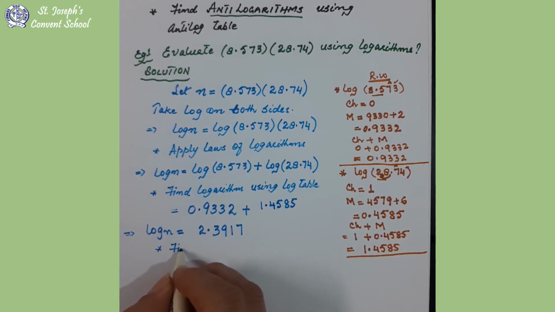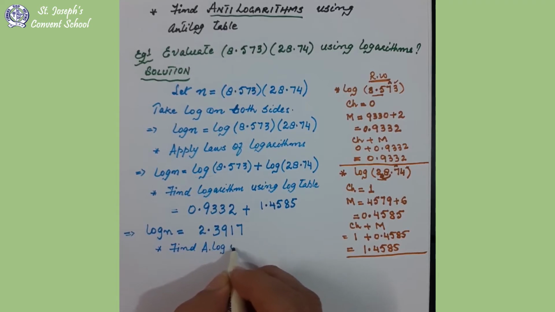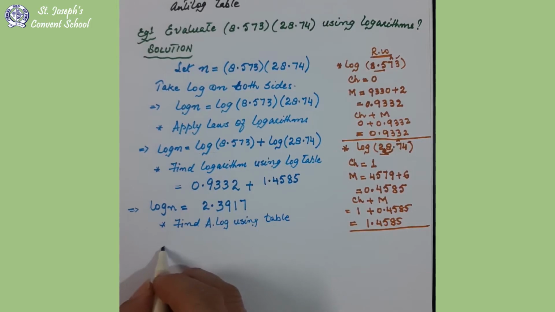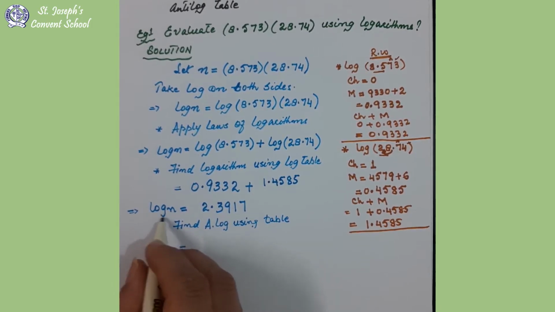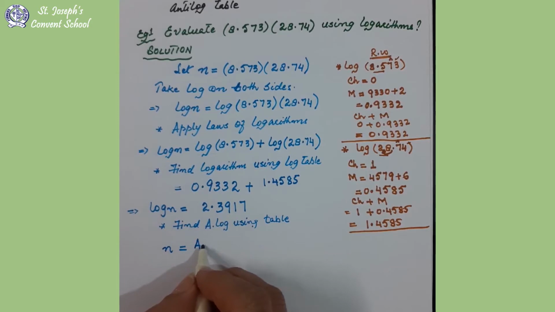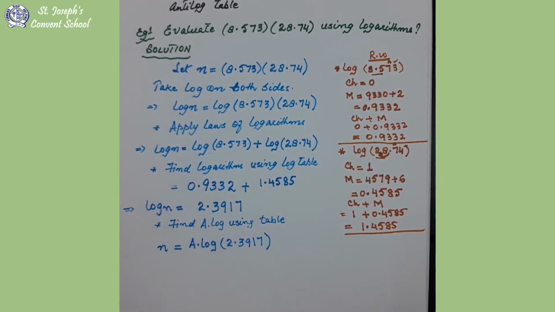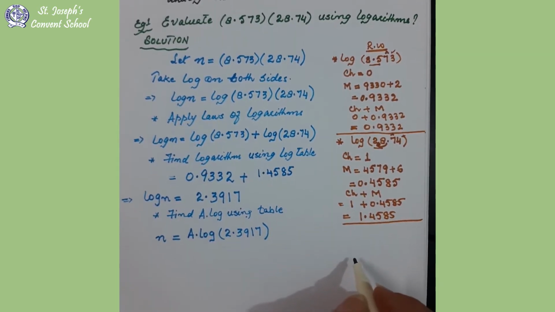Last step, the third step will apply. Find the anti-log using the anti-log table. Okay, so what will happen, n will remain here. When log goes that side, it changes into anti-log. We did this in the previous lesson also. Anti-log of this number 2.3917. Now let's find the anti-log here in the rough column.